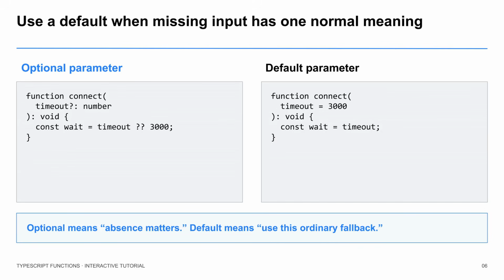Optional and default parameters express different ideas. An optional parameter says that absence is meaningful, and the function may need to handle undefined. A default parameter says there is one ordinary fallback. When that is what you mean, put the fallback directly in the signature. It reduces branching and makes the call contract easier to read.